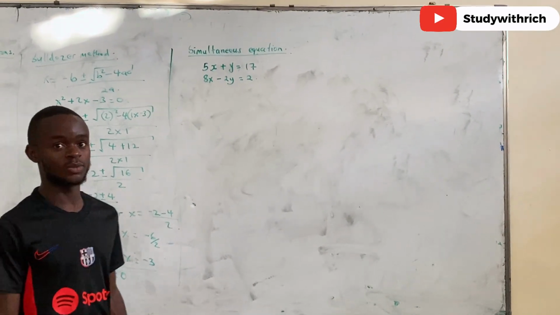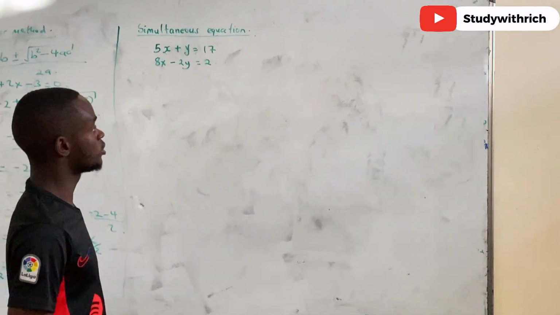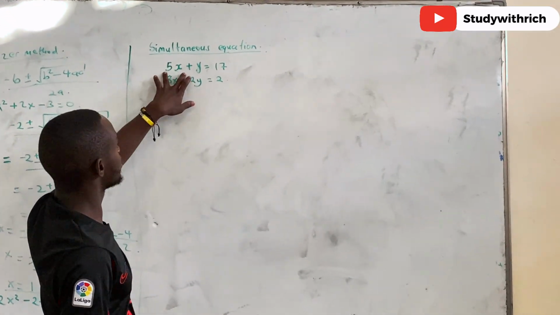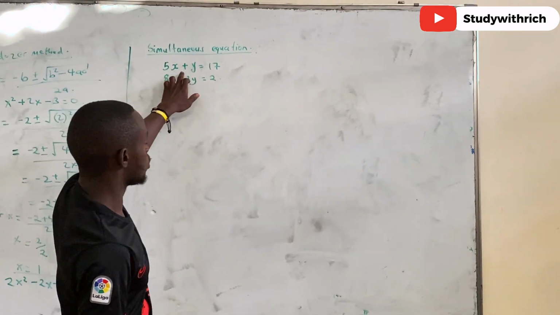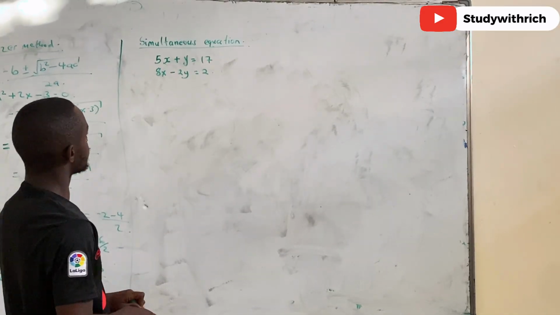Hello guys, today I'm going to talk about solving simultaneous equations. Simultaneous equations are the ones with different unknowns. Here we have two unknowns, x and y, and we are supposed to find their values.